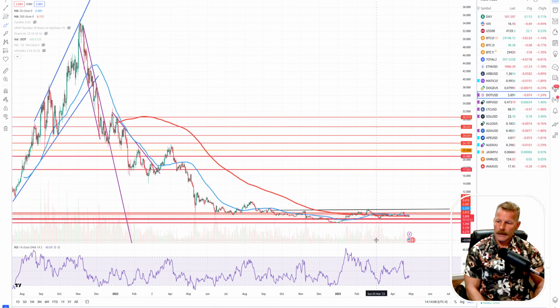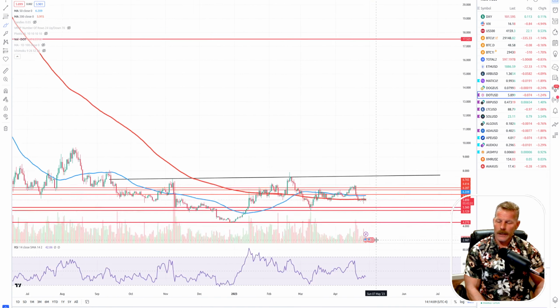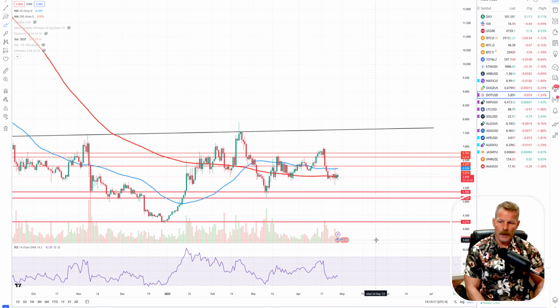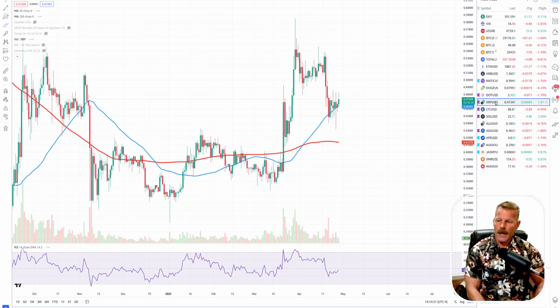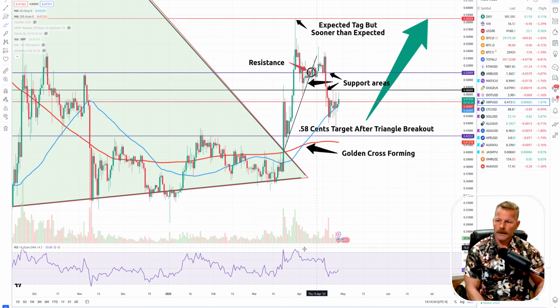Polkadot, don't really have much drawn here except for levels, and we're on the downside of the 50 and 200-day and forming a bear flag. Again, bear flag right here. All right. I would say $5.10 would be a good area to consider dollar cost averaging in on the long side. XRP, all right.